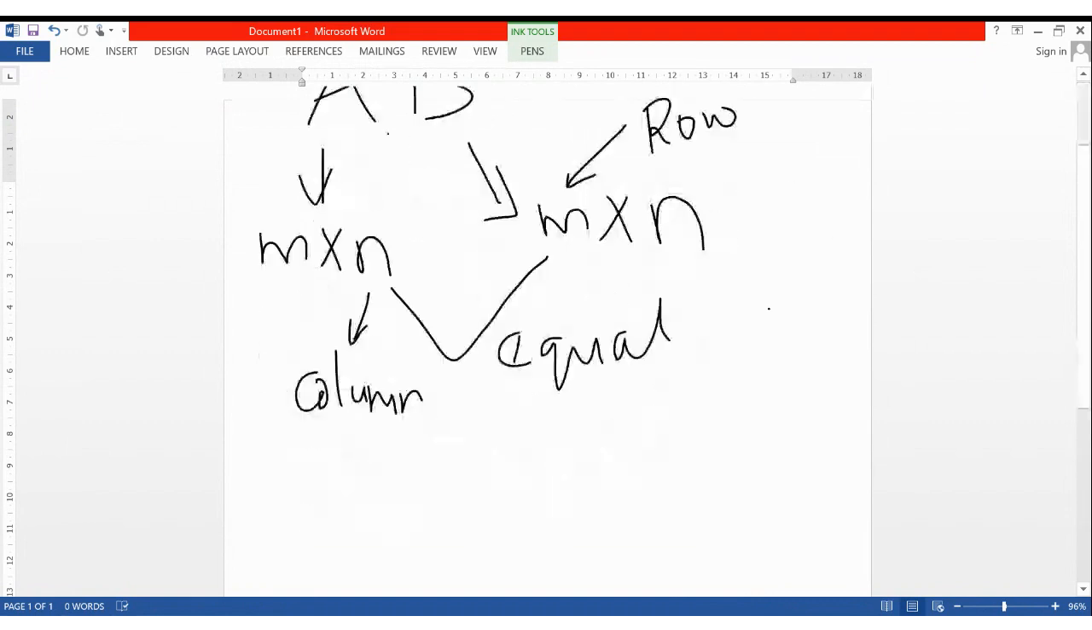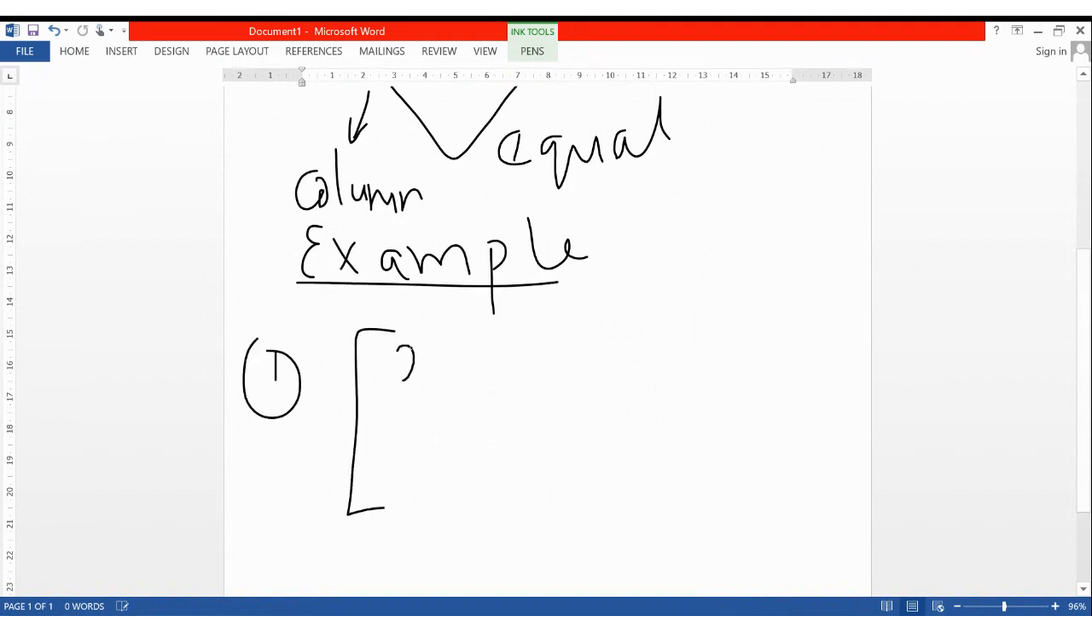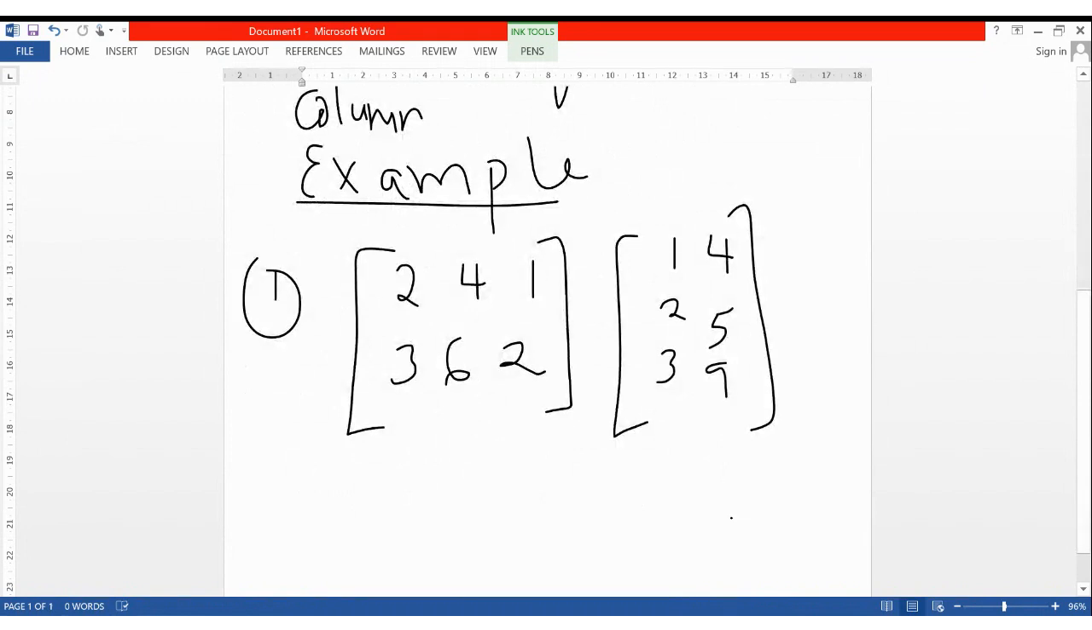For example, I'll give you one. Example number one: 2, 4, 1, 3, 6, 2 and 1, 2, 3, 4, 5, 9. If I go to this matrix, first of all, I must identify the order. The rows are the horizontal ones. So this one is a 2 by 3 matrix. Then for this one, the rows are the ones you move across horizontally. So here the rows are 3.